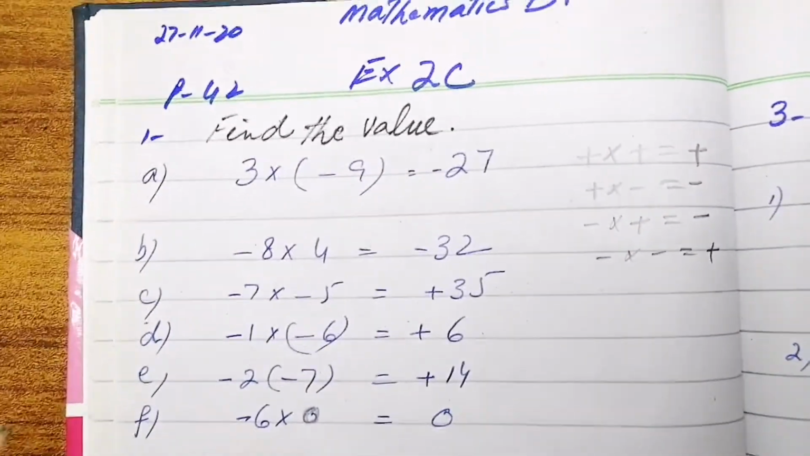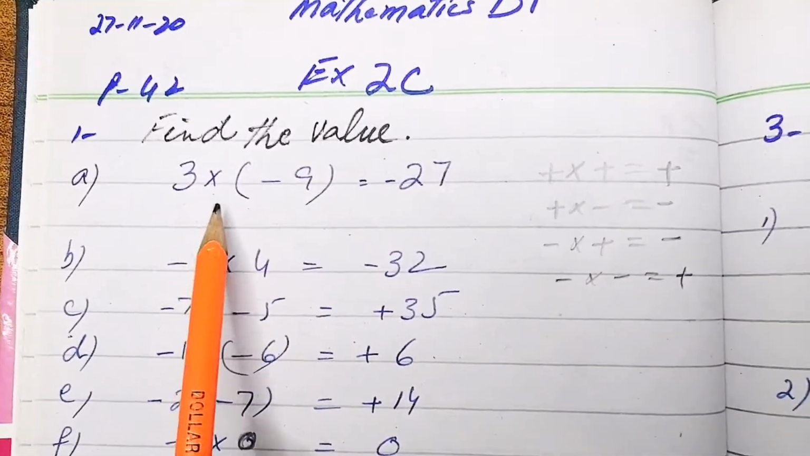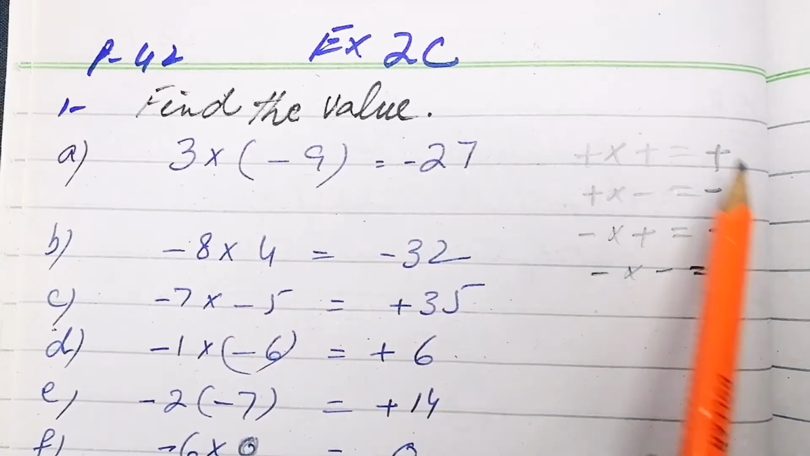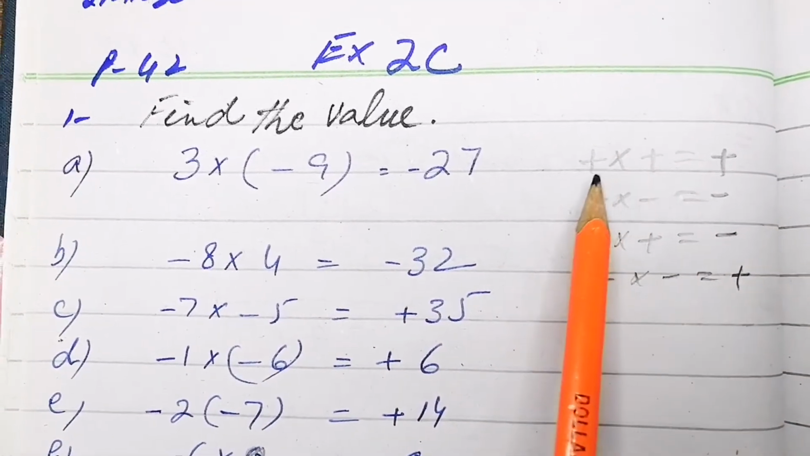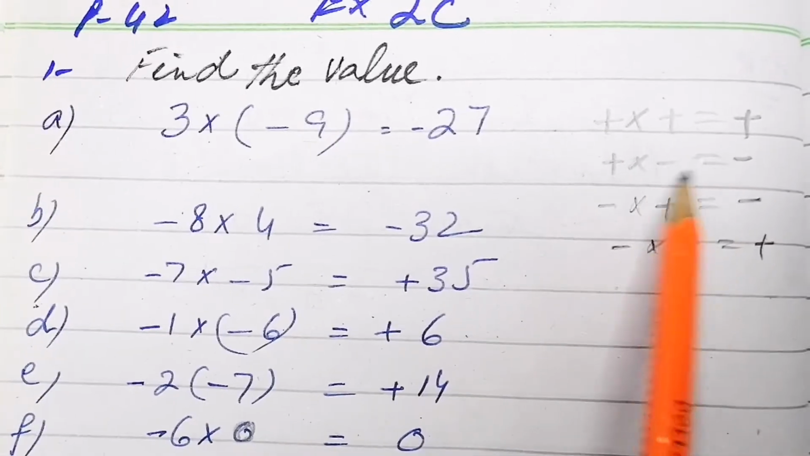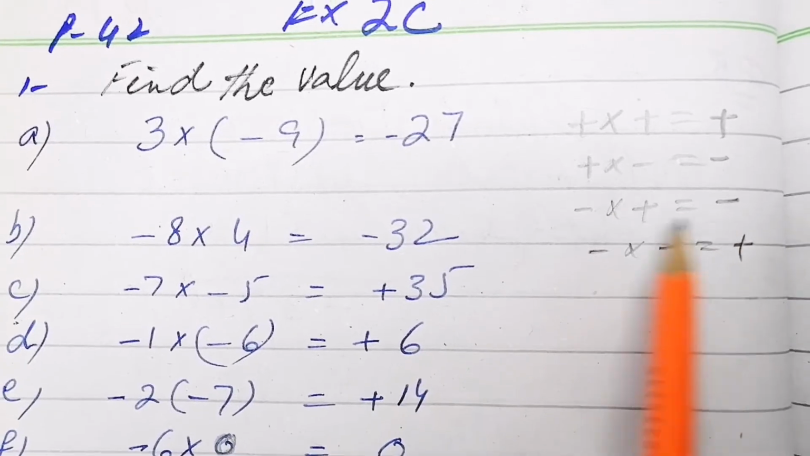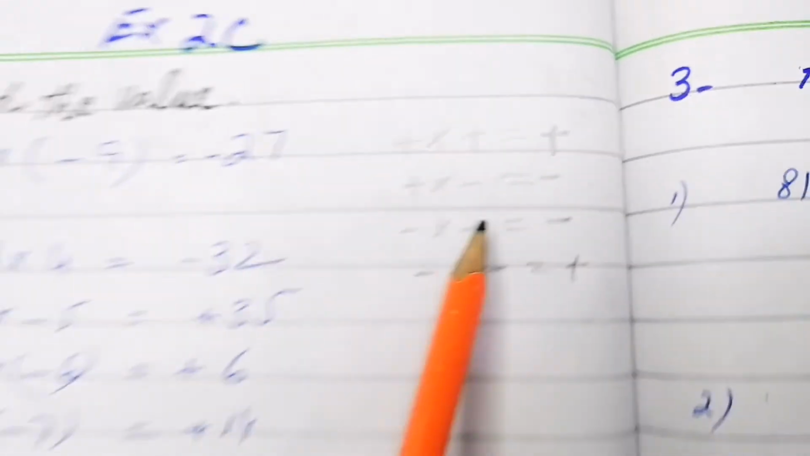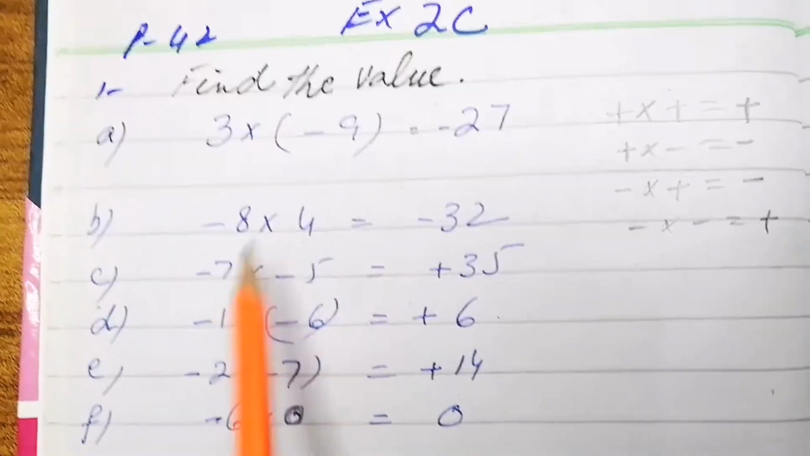So here you can see, the first question is: find the value of 3 multiplied by minus 9 minus 27. Here you must know the four operations: plus multiply plus is plus, plus multiply minus is minus, minus multiply plus is minus, and minus multiply minus is plus. You must know all these before solving these questions.